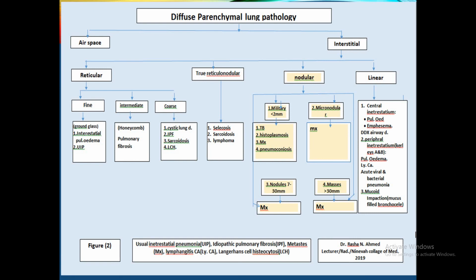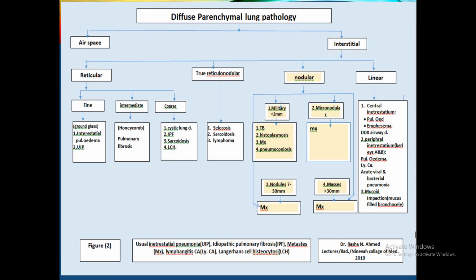Diffuse parenchymal lung pathology. بعد ما تكلمنا عن الاير سبيس راح ناخذ فقط جزء من interstitial. Interstitial diffuse parenchymal lung pathology could be reticular, reticulonodular, nodular and linear. We'll start with nodular اللي هو من أبسط الأنواع. Nodular يعتمد على size of the nodule. If the nodule is very small أقل من 2 ملم نسميها miliary.